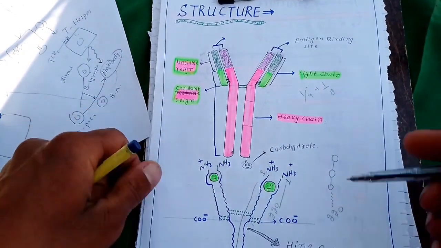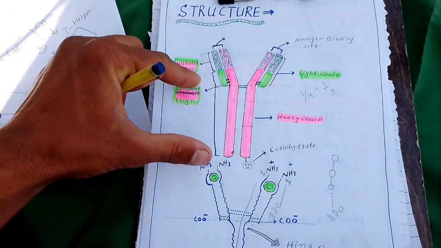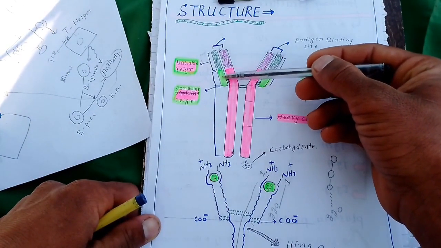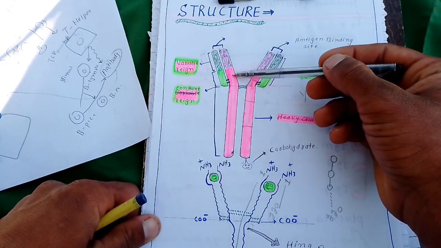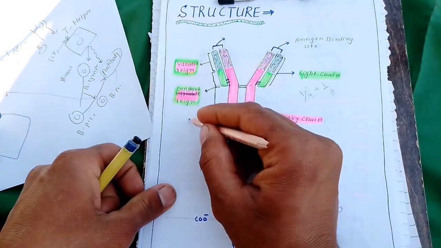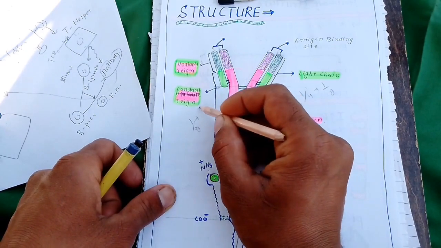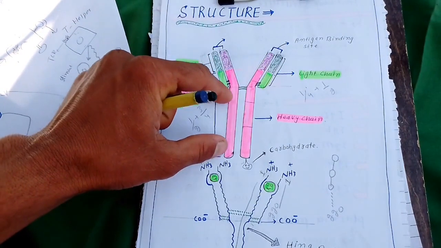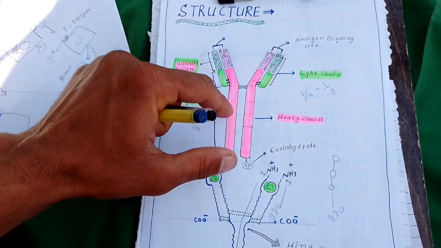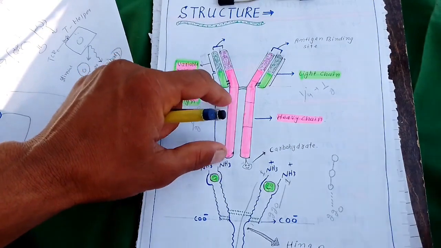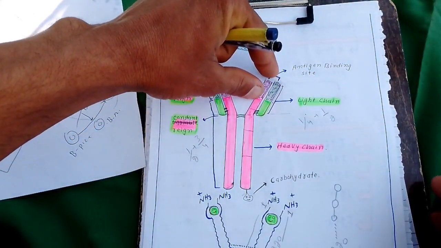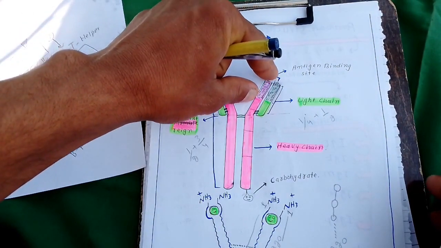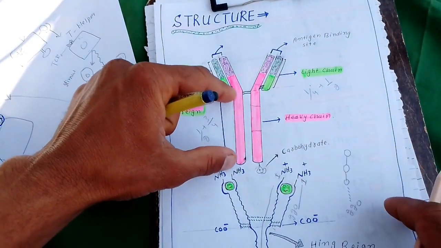This is the variable region. This is the constant region. The constant region consists of one half of the light chain plus three fourths of the heavy chain. It is also called the FC portion, or FC region.